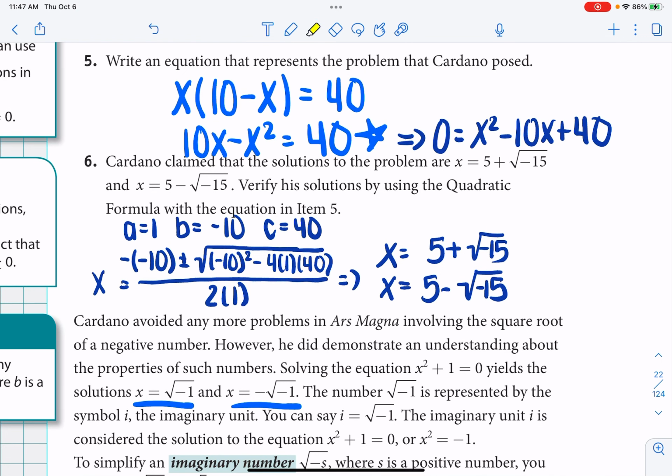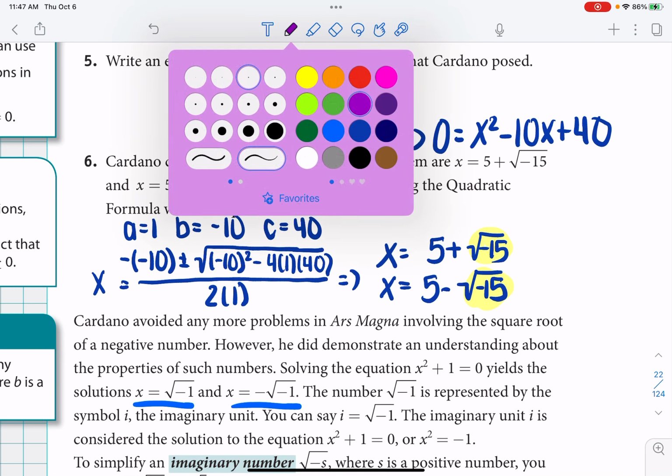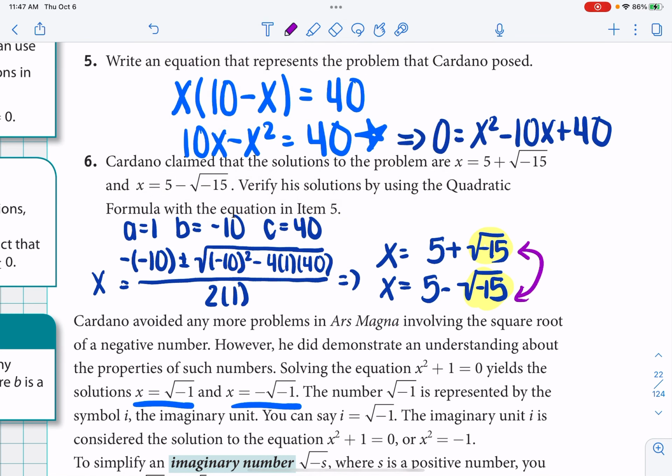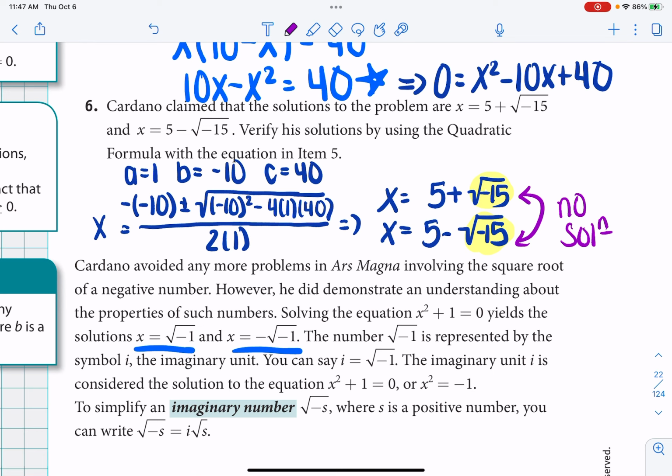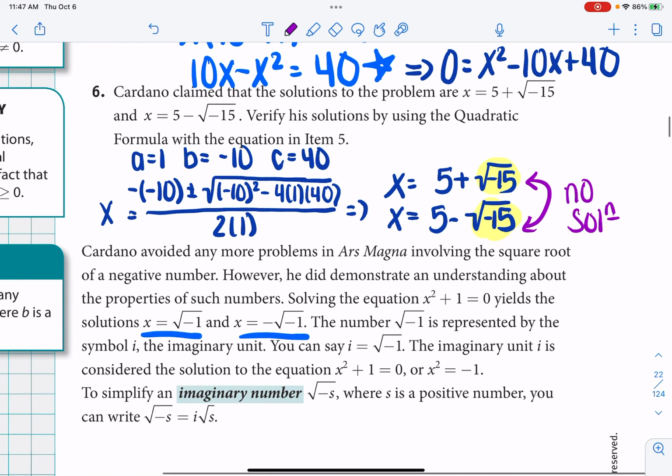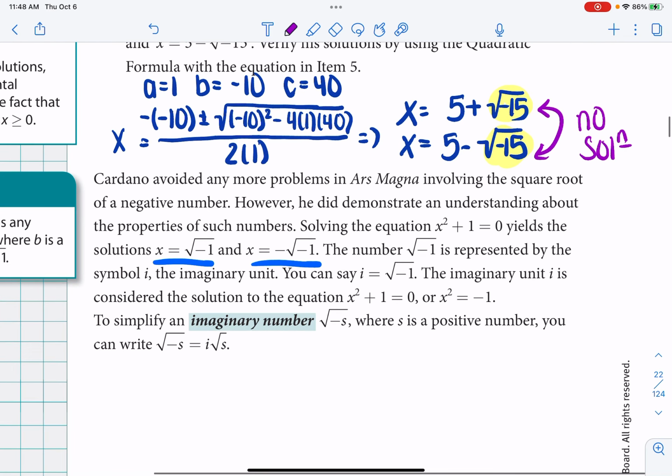Now, here's where the problem comes in. Negative 15 underneath the square root. In our past, we would say that can't happen, so there's no solution. Okay, so we're going to now talk about how we find a solution using not only real numbers, but also imaginary numbers, okay? Okay, so in order for him to avoid any more problems, what he did is he wanted to create a solution to what is known as imaginary numbers, okay?